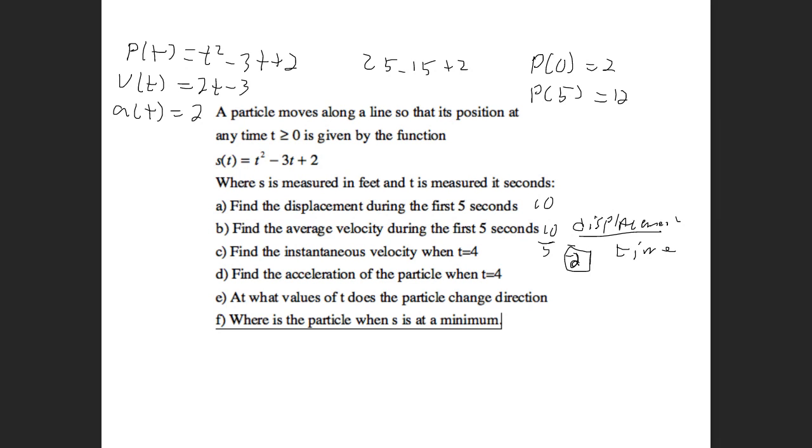Part C. Find the instantaneous velocity when t is equal to 4. Instantaneous velocity? Oh no, how did you get that one wrong? Instantaneous velocity, I just plug 4 in. 2 times 4 is 8 minus 3, 5 feet per second. And I think that's second squared if I'm not mistaken for velocity. Okay, so 5 feet per second. 0 for 3. Oh man, we better get one of these right.